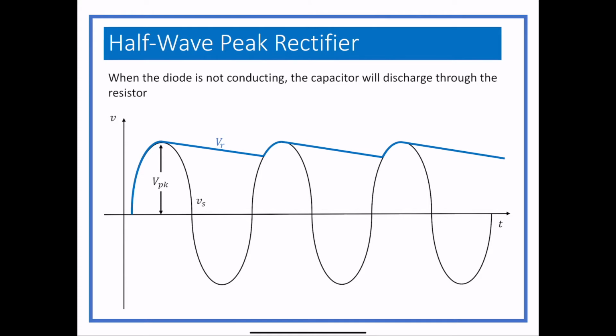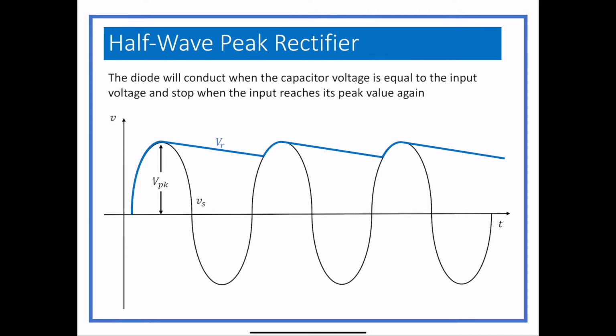When the diode's not conducting, the capacitor will discharge through the resistor, and the time that it discharges is between the peak of the preceding waveform and the point at which the next waveform reaches a voltage that exceeds the voltage in the capacitor. So that's a pretty long time that it discharges. And then the diode conducts during that brief time when the capacitor voltage is equal to the input voltage, and then it stops when the input reaches its peak value again.